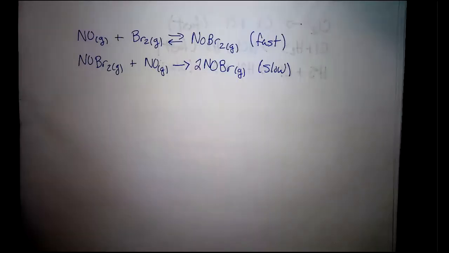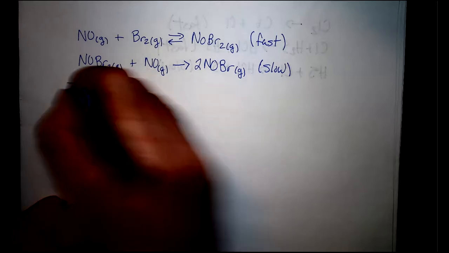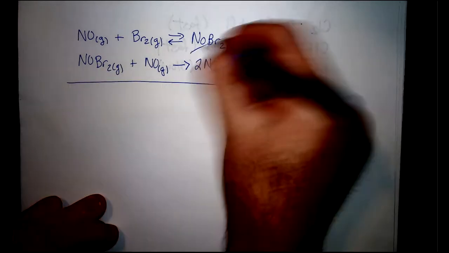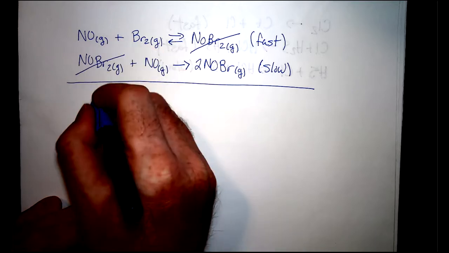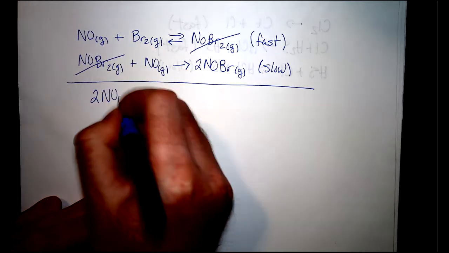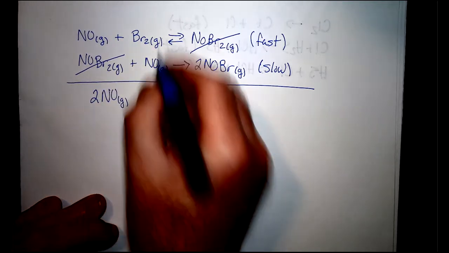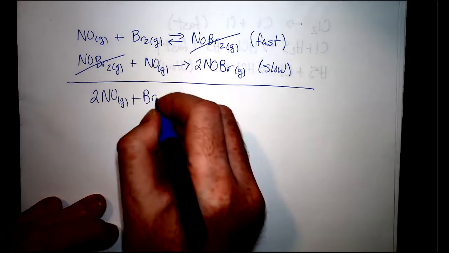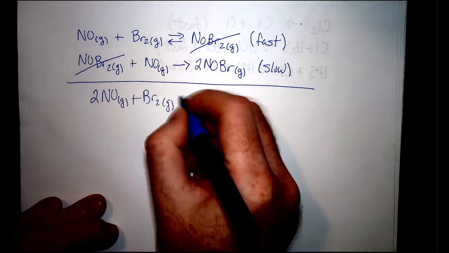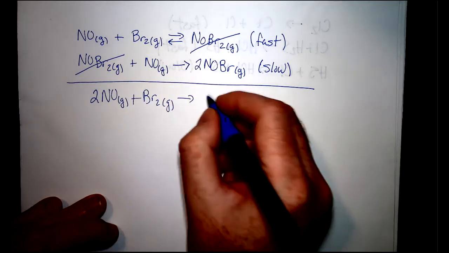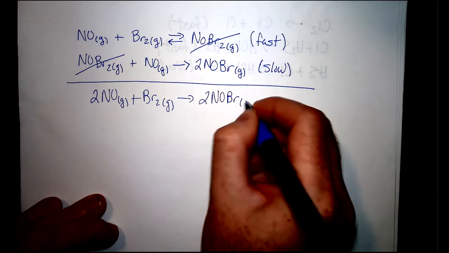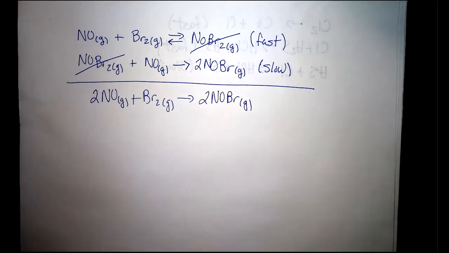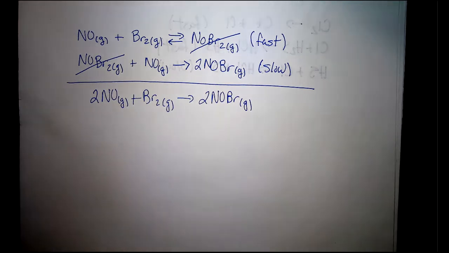So if we look at this, let's remember we said that was our intermediate. These two are on the same side, so they're going to add. So 2NO gas, we're going to bring that down, Br2 in the gas phase, reacting to form 2NOBr in the gas phase. So that's easy enough. Let's look at the molecularity.